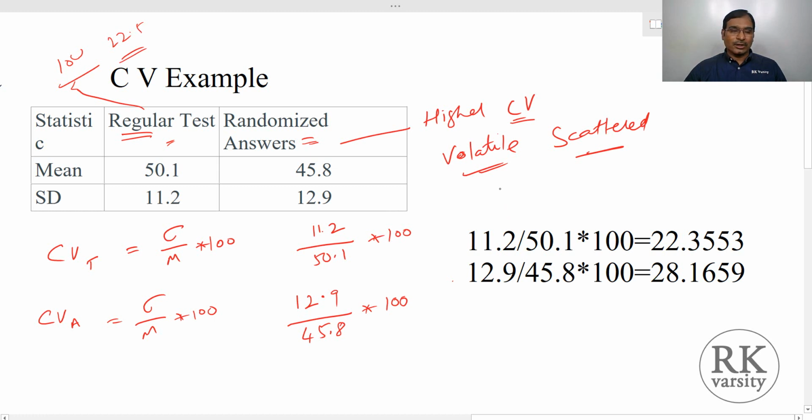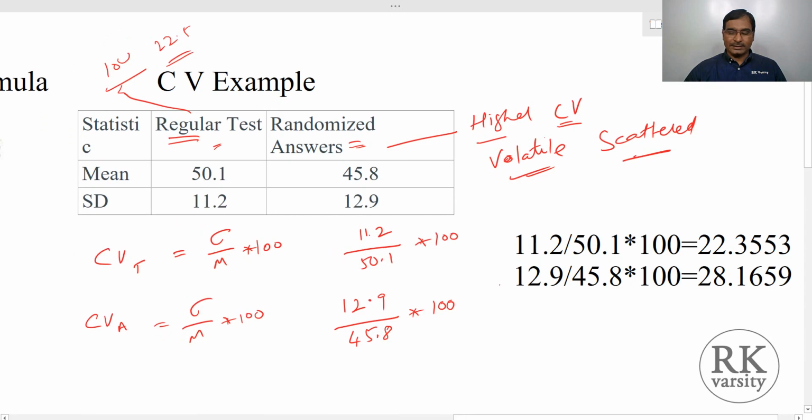So the logic is very simple. The higher the CV, the more the data points are highly dispersed or having high volatility, and when your data series has high volatility, then prediction is going to be very difficult.